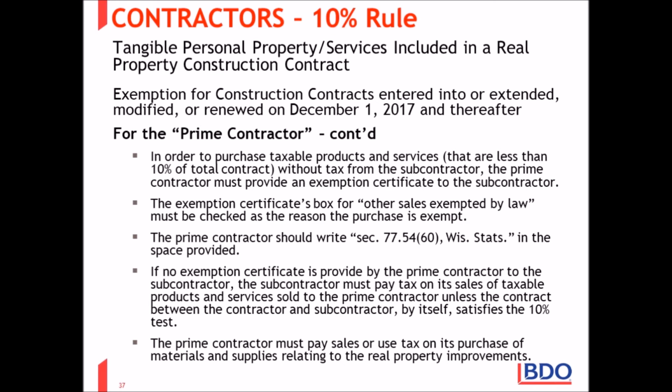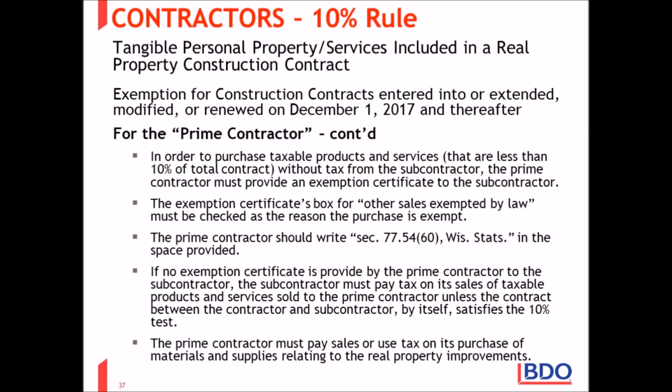So, as I said, if no exemption certificate is provided by the prime or general contractor to the subcontractor, then the subcontractor must pay tax on its sale of taxable products and services sold to the general or the prime contractor, unless the contract between the contractor and the subcontractor by itself satisfies this 10% test. So if the general contractor's contract with its customers does not meet the 10% rule, as its taxable products are greater than 10% of the contract with their customer, but the subcontractor's contract with the general does meet the test, that is, their taxable products are less than 10%, then you can apply this exemption to the subcontractor's contract. And we'll have examples to clarify this, because that's a lot to consider.